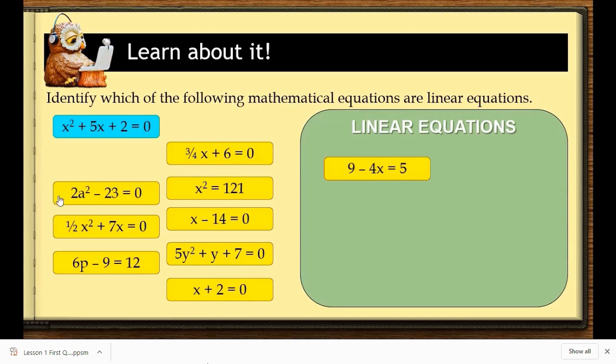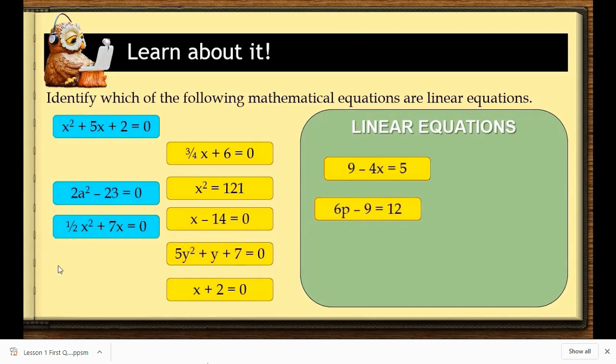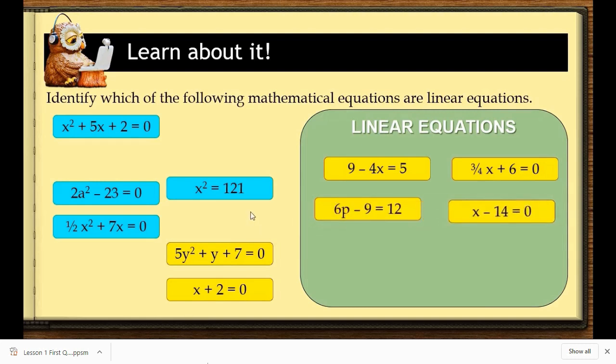How about this equation? It is also not a linear equation. How about this one? It is also not a linear equation. And 6p minus 9 equals 12 is a linear equation. Okay, so let us finish the last 5. This one is a linear equation, but this one is not. x minus 14 equals 0 is also a linear equation.